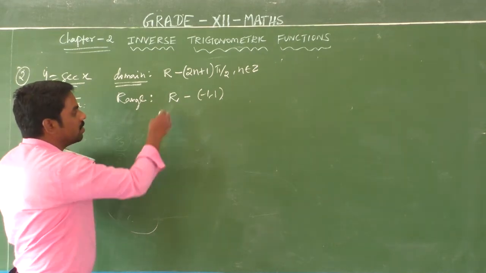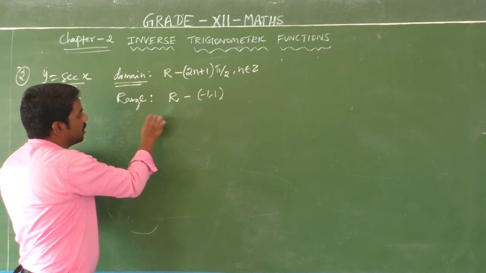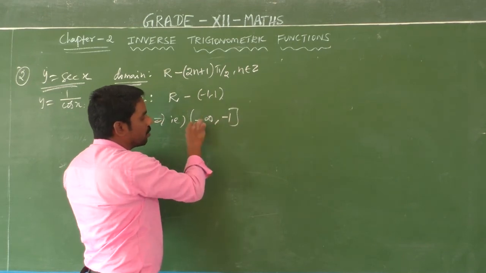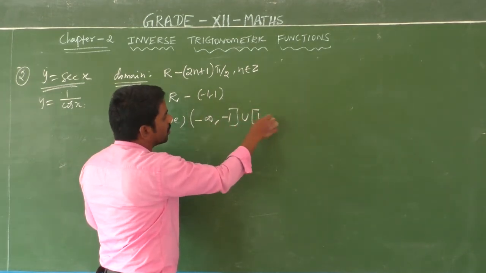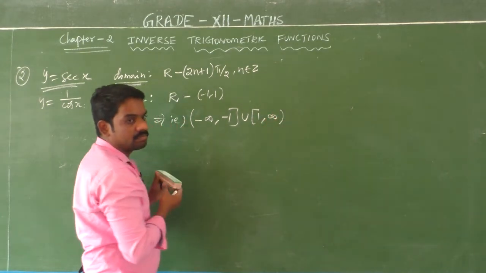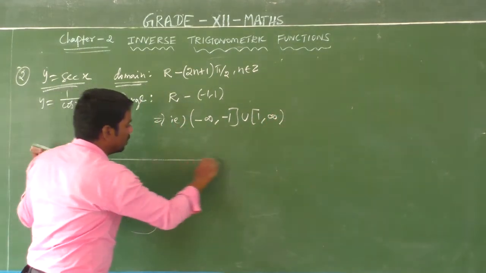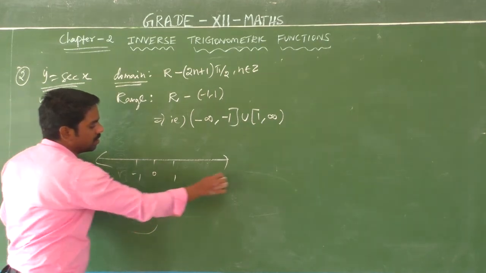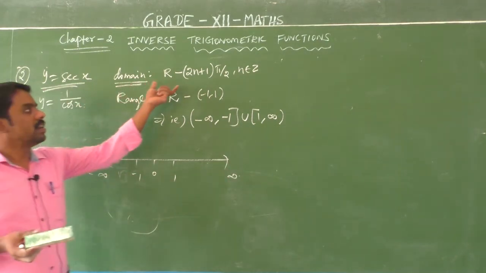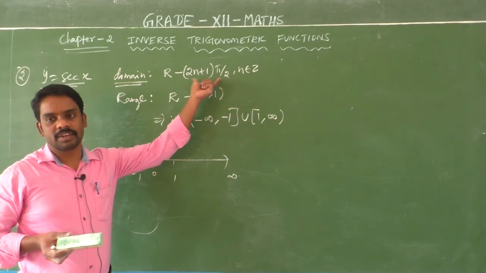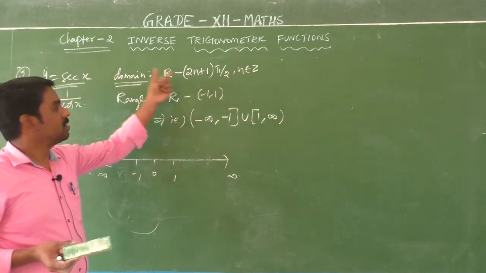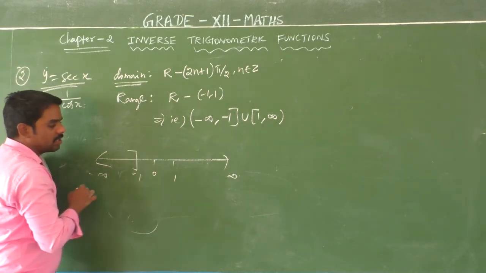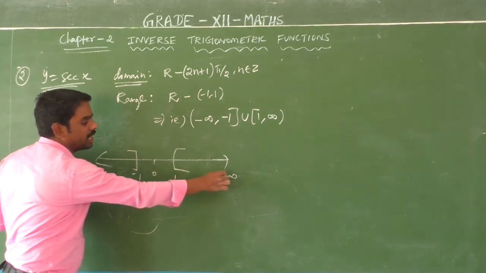Okay? For example, range is equal to minus infinity to minus 1 closed interval, union 1 comma infinity. Only this will exist. That means, on the real line, excluding minus 1 to plus 1, minus infinity to plus infinity. The domain is R minus (2n plus 1) pi by 2, where n belongs to Z. For all values of x in the domain, the value of y is only in minus infinity comma minus 1 closed interval and also plus 1 comma infinity.